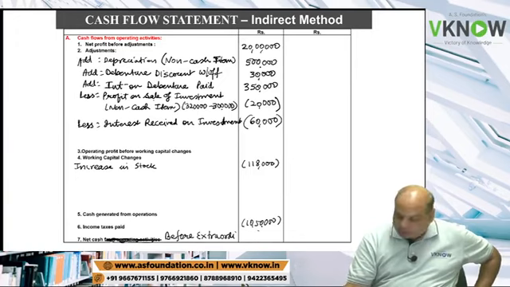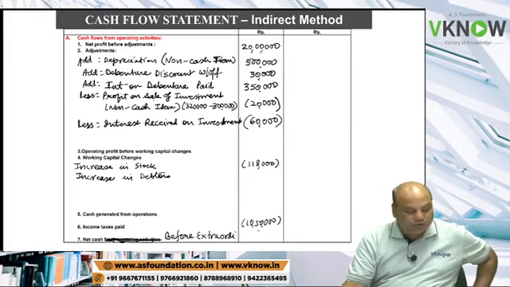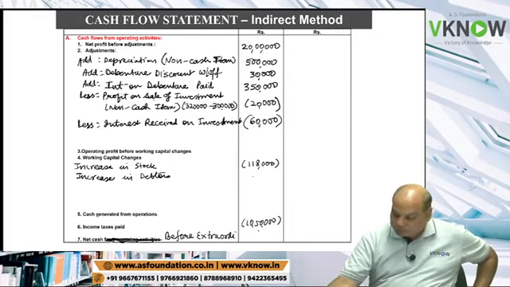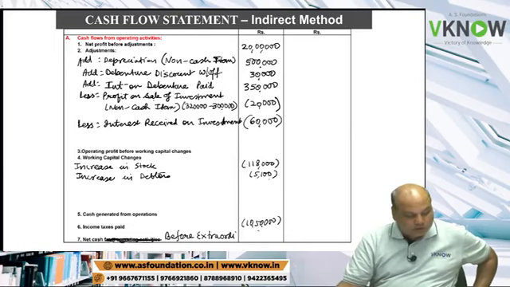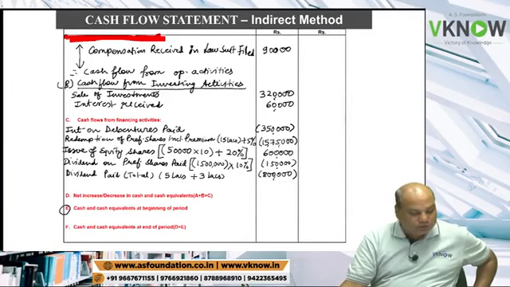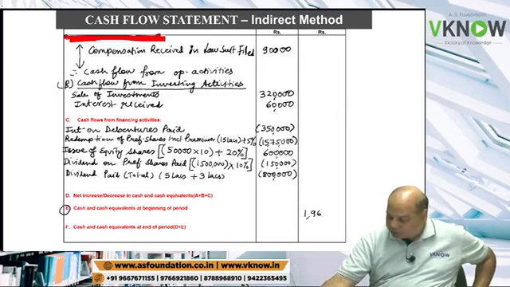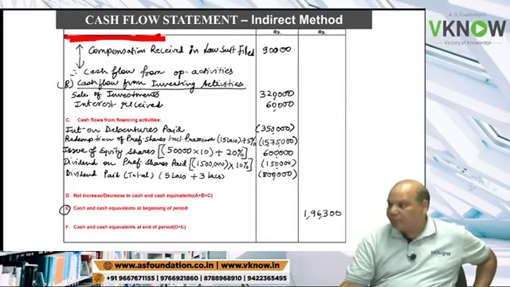Same point for debtor also. Increase in debtors. Increase in debtor from 2 lakh 8,000 to 2 lakh 13,100. So in bracket 5,100. Next point, cash in hand. This we will write in point number E, cash and cash equivalent at the beginning, 196,300 in the outer column, and cash equivalent at the end.